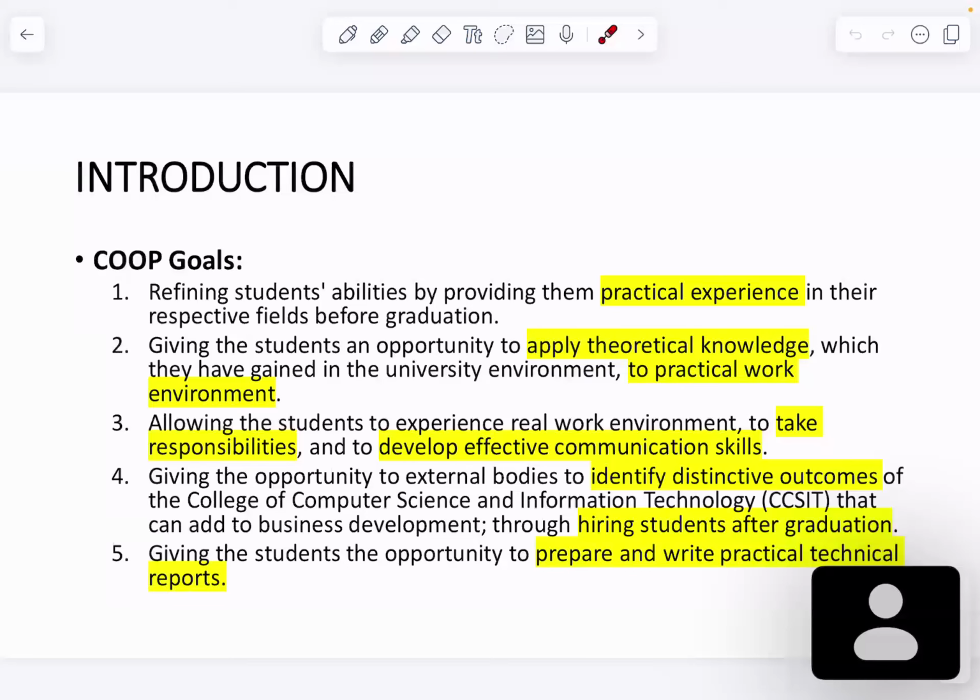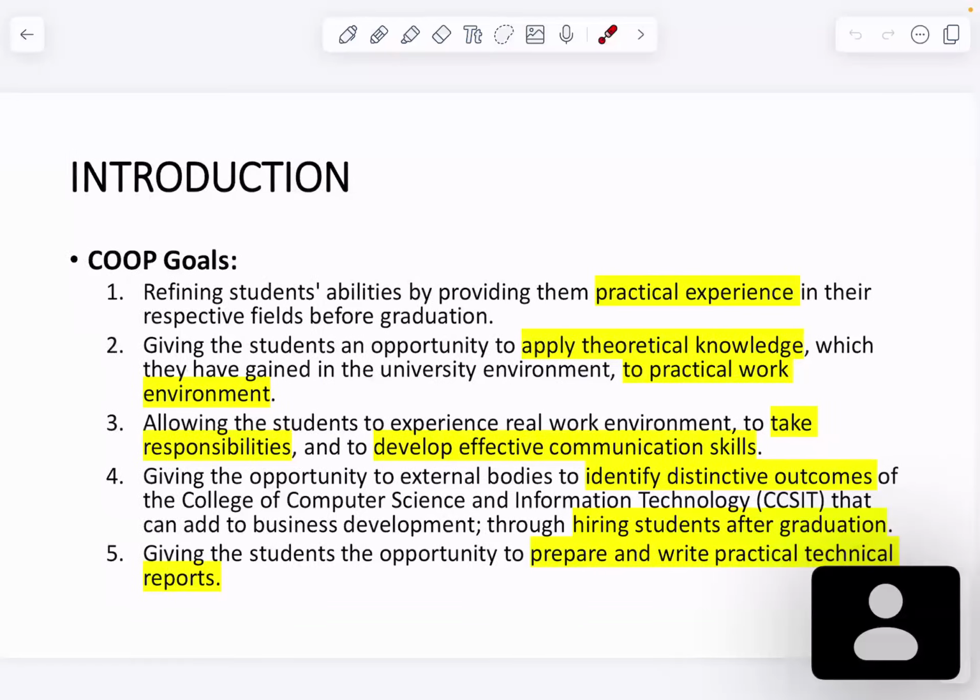how can you really be a part of the real environment such that they are aware of your capabilities, and then you will have a chance at the end to be hired by the company or the organization you are working with. And finally, one of the objectives is to write practical technical reports. But the four objectives are targeting the skills you will get from the co-op. This is very important to understand. These are the goals, like a contract between you and the site supervisor, plus the academic supervisor.